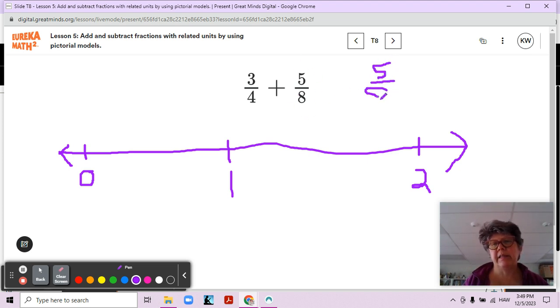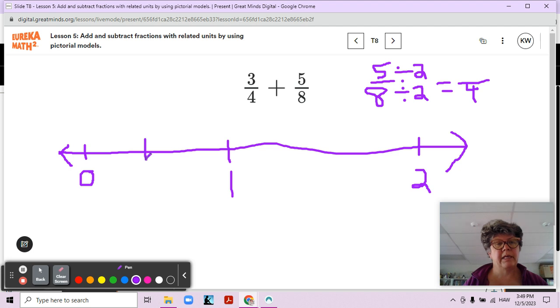Okay, we said that 8 and 4 are in a fact family together. So we can divide 8 by 2 and get 4. That is true. Okay. Can we divide 5 by 2? Think about that for a minute. Will it come out even? No, it won't come out even if we divide it by 2. So we're going to have to change this one to eighths. So let's break our number line into eighths.